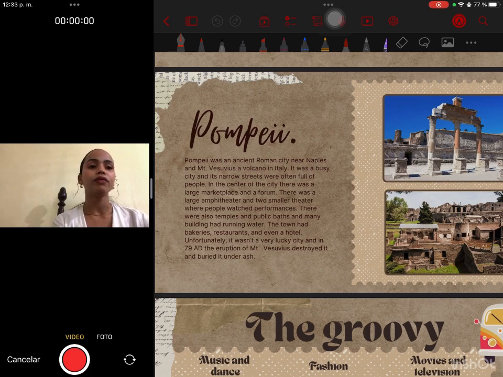In the center of the city, there was a large marketplace and a forum. There was a large amphitheater and two smaller theaters where people watched performances. Some buildings had running water. The town had bakeries, restaurants, and even hotels. Unfortunately, it wasn't a very lucky city, and in 79 AD the eruption of Mount Vesuvius destroyed it and buried it.